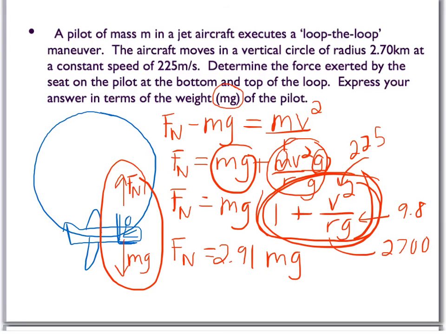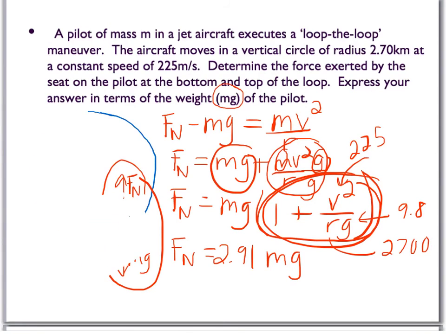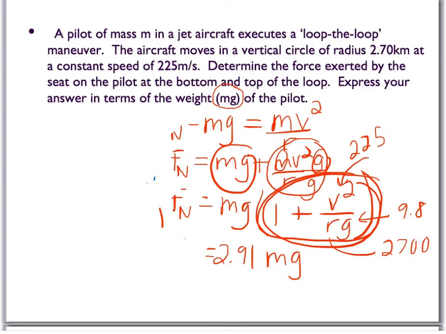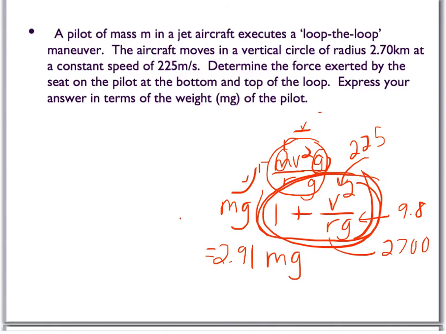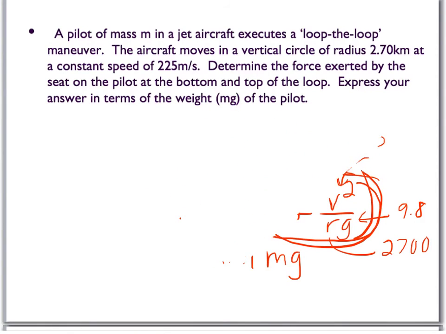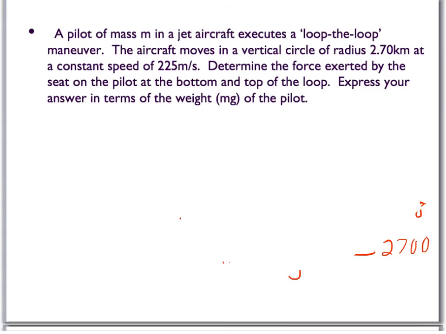Let's take a quick look at what would happen if the pilot were instead at the top of the circle rather than at the bottom. We'll find again what his normal force from the seat is going to be, how much that force is going to be. And again, we're going to take a look at that value in terms of his mass mg. So how many times heavier or lighter is he going to feel because he was in this particular location?